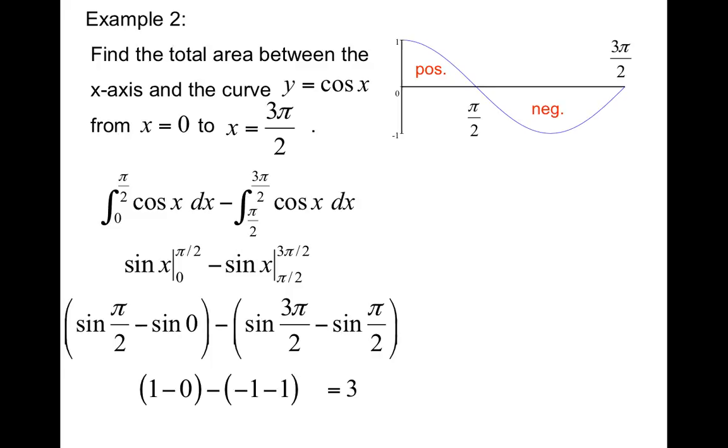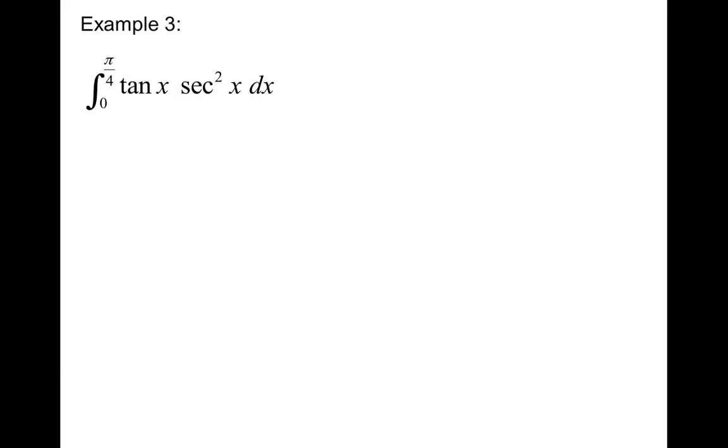Our next examples will go through some u substitution review. Example 3, what is the integral of tangent of x times secant squared x from 0 to pi over 4? I have no idea what this graph looks like, but we need to recognize the power of antiderivatives to solve this, and we also need to look back and remember some of our antiderivative rules.